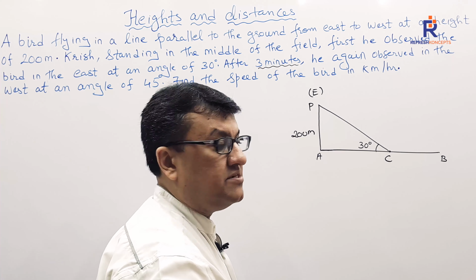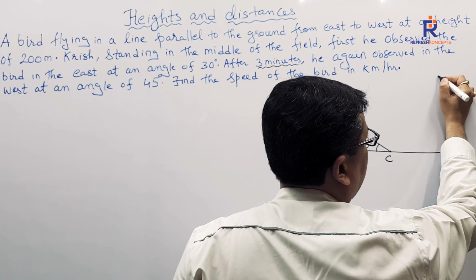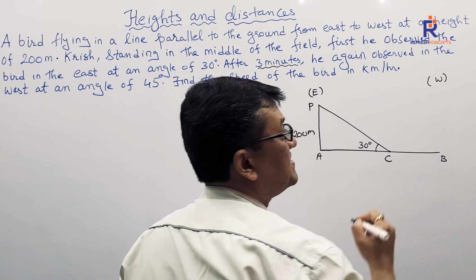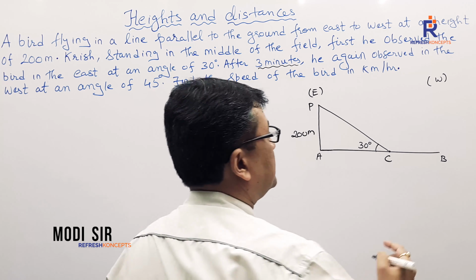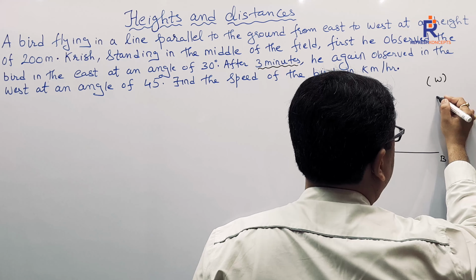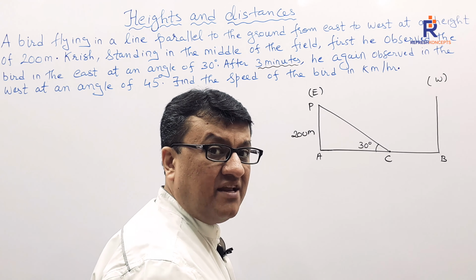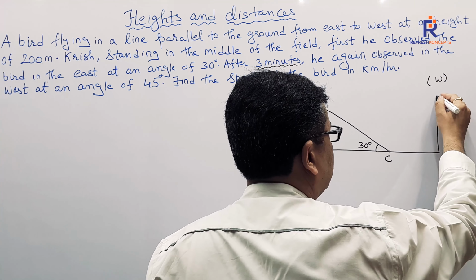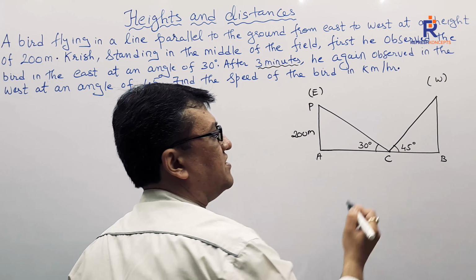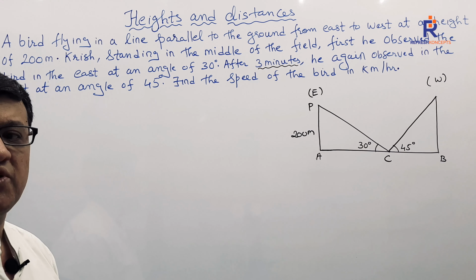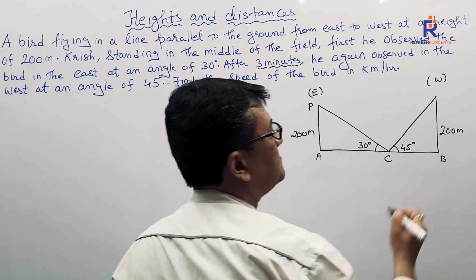3 minutes later, he finds the same bird in west direction. So let me say this is my west direction. He observes the same bird at the same height. So again, this is what my height is going to be. But this time the angle of elevation is 45 degree. This is my 45 degree. The height is constant, 200 meter.